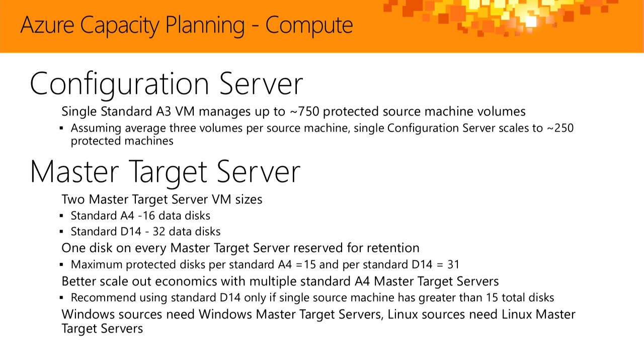And of course, with your master target, what is important is the number of disks or slots that you're going to use. Keep track of that. If you've got a server that has 15 attached disks and you decide to protect that one, it's going to be 1 protected machine to 1 A4 master server. So you've got to keep track.